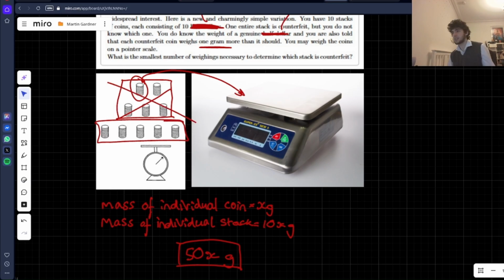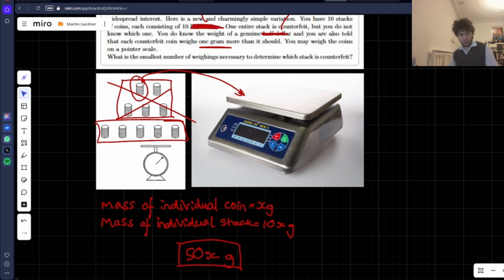Alternatively, if you weigh 5 stacks and you don't get 50x grams, you know that one of those 5 stacks has to be fake, and therefore the other 5 stacks have to be real. So you'll always be able to cross off one of the 2 sets of 5 stacks using this method. And then you have 5 stacks remaining. So the question is how would you split these?